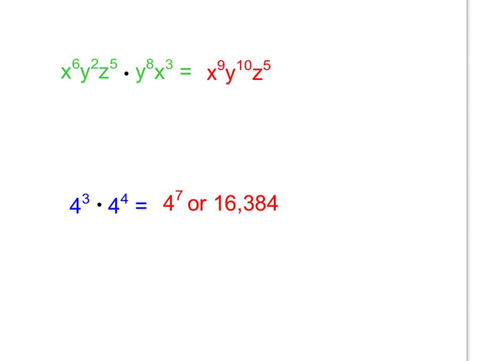So hopefully you ended up with these 2 answers. And real quickly, let's go through why you should get these. The x's, see, they have the same base, so I'm going to multiply x to the 6th power times x to the 3rd. I add those exponents. 6 plus 3 gives me 9. The y's also have the same base. Y to the 2nd power times y to the 8th power. Add the exponents. I get the 10.